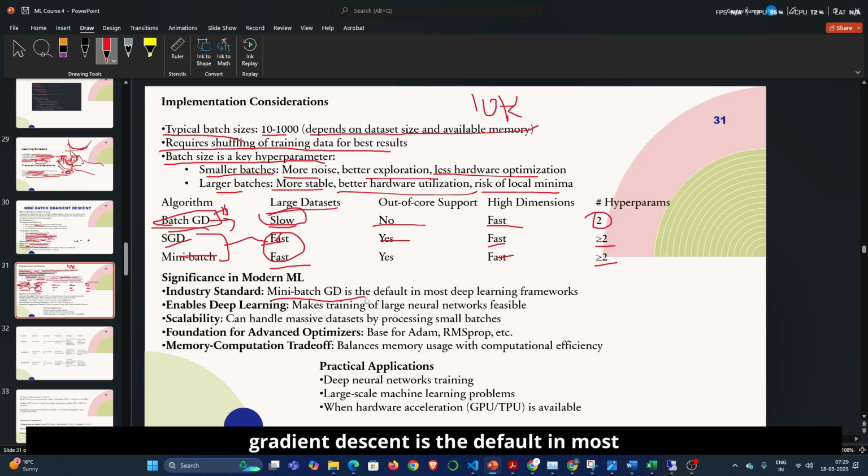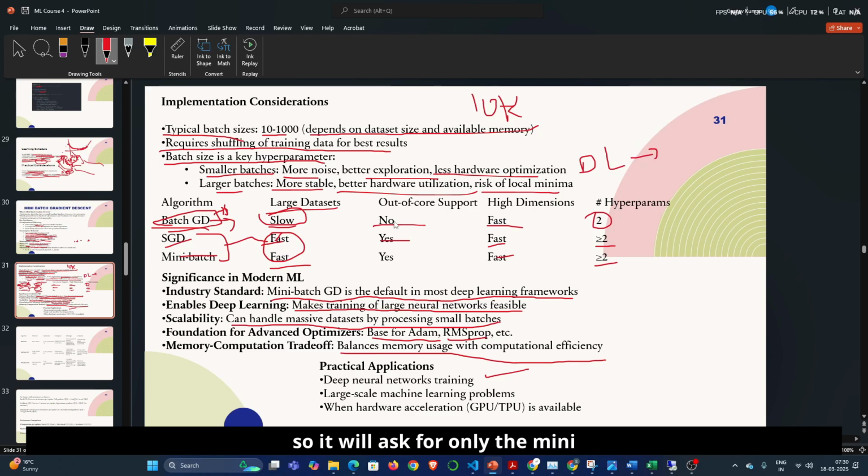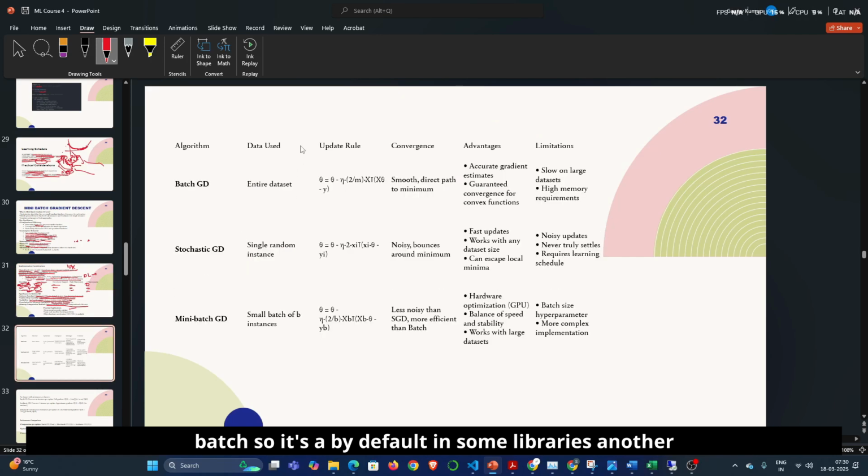Mini-batch gradient descent is the default in most deep learning frameworks. It makes training of large neural networks feasible and can handle massive data sets by processing small batches. It is the base for Adam and RMSprop, and balances memory usage with computational efficiency for deep neural networks, large-scale machine learning and hardware acceleration. Deep learning is a data-hungry activity, so it will ask for only the mini-batch. So it's the default in some libraries.